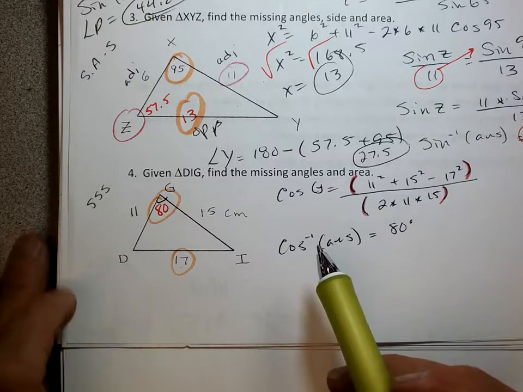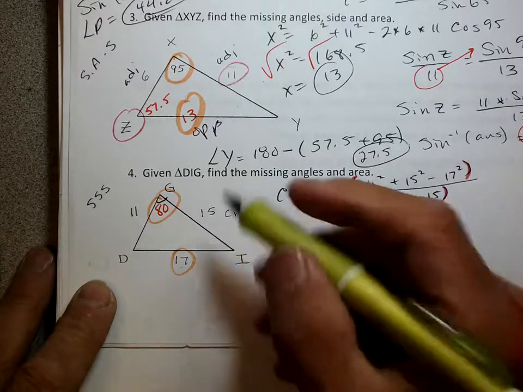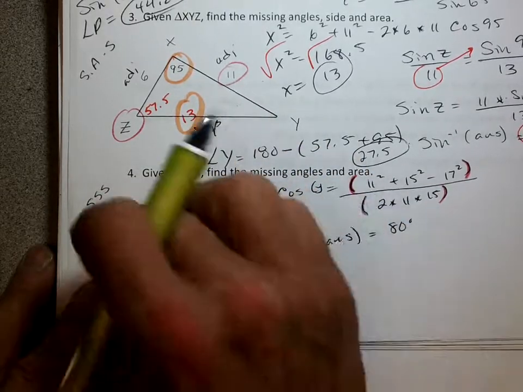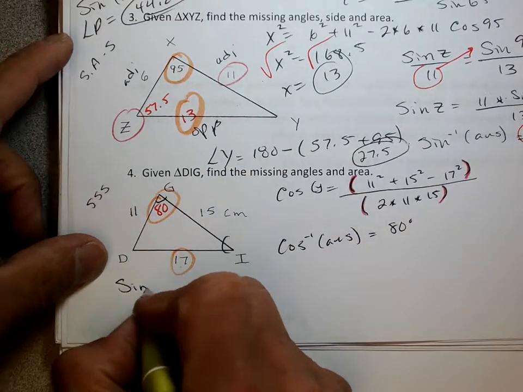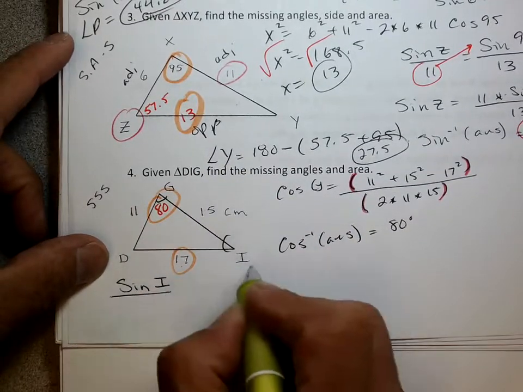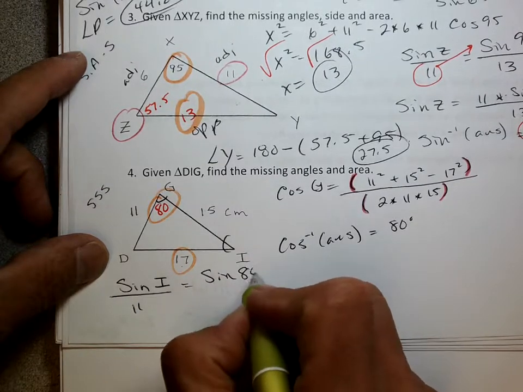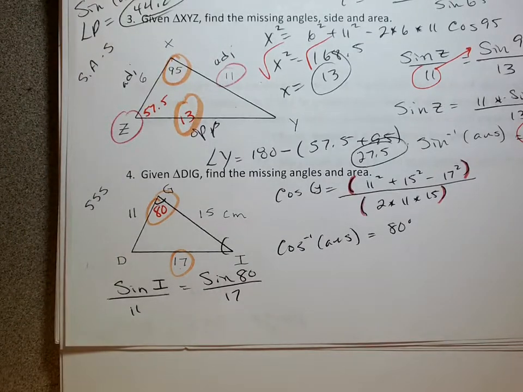Let's see, Stephanie. Angle D or angle I? Doesn't matter. I it is. Let's find angle I. We've got our opposites, right? We'll go I with the 11. So we'll set up sine of I over 11 equals sine of 80 over 17. Write down what you don't know first: angle I.